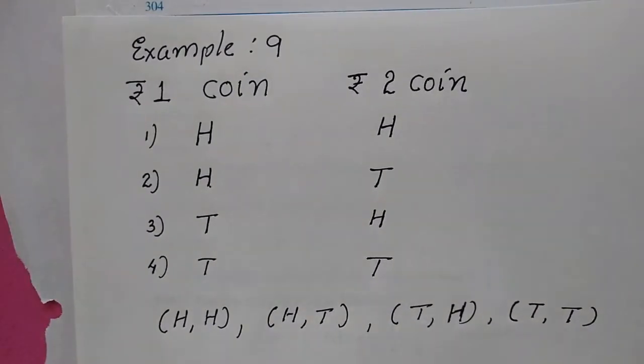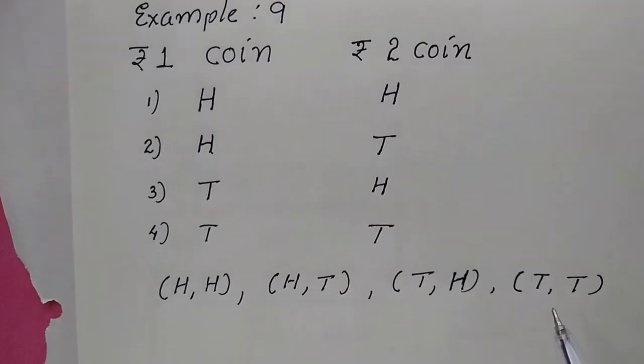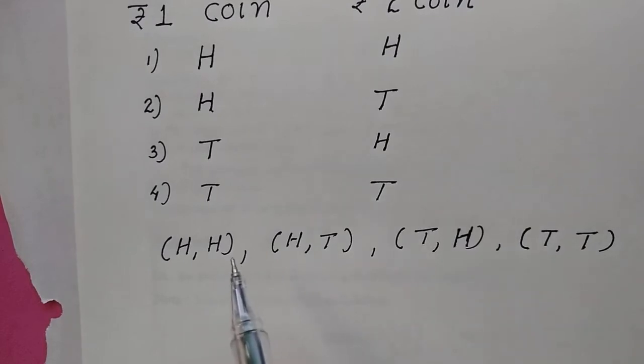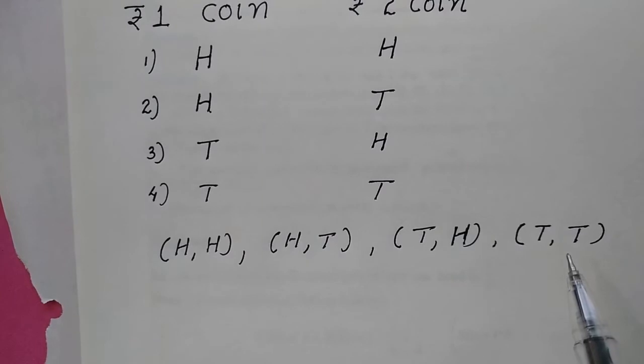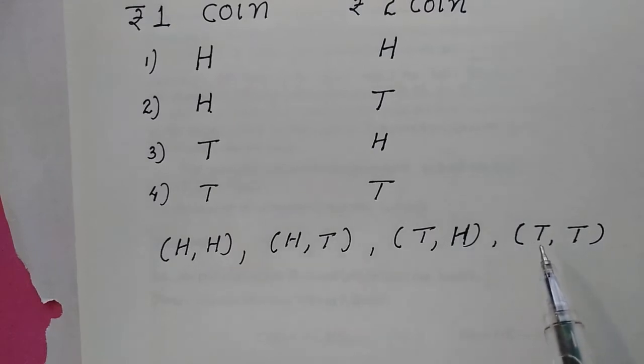Means, as many times she tosses, possible outcomes will be these four only. Clear children? Either this result or this result or this result or this result.